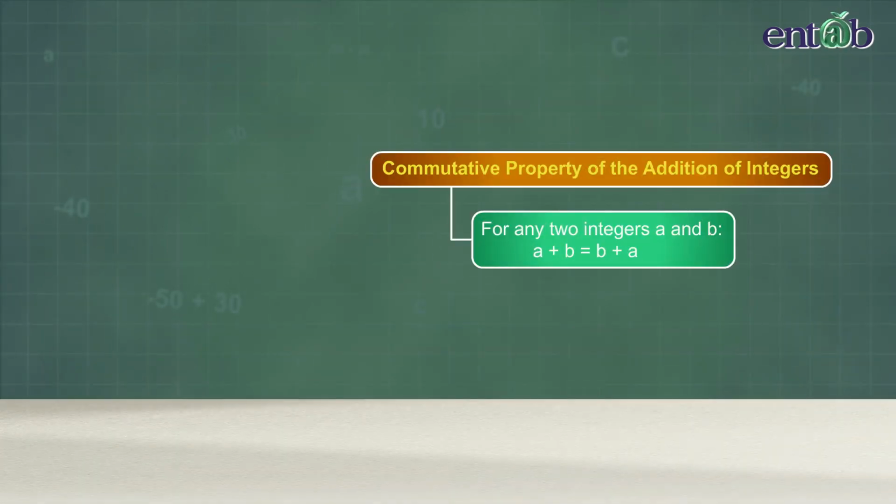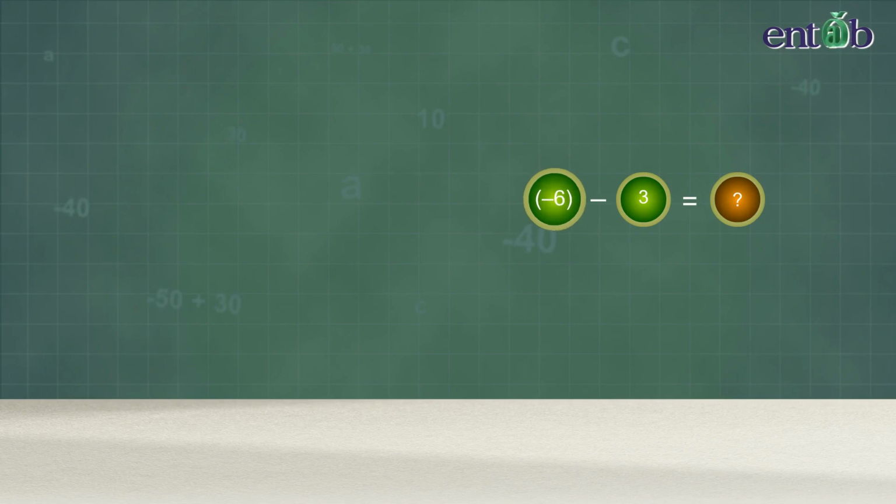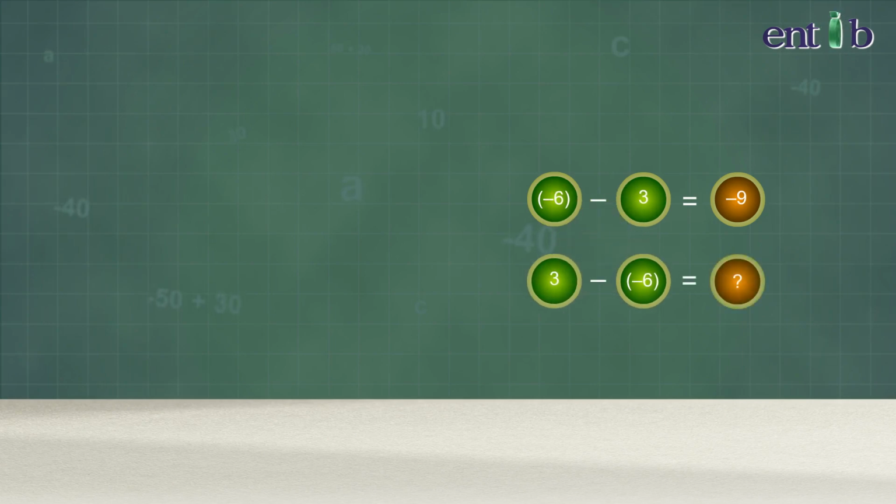Do you think it would be valid for the subtraction of integers too? Let us check with an example. Before that, try to solve the given subtraction problem. Consider the numbers minus 6 and 3. What is the difference between minus 6 and 3? Negative 9, right? Let us now reverse these numbers and check the difference of 3 and minus 6.